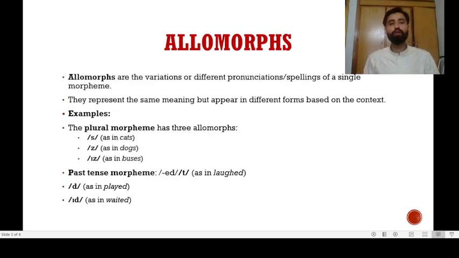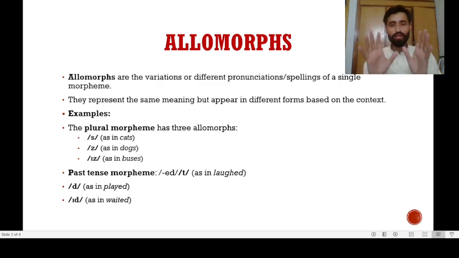Let's talk about allomorphs. Allomorphs are basically the variations, or different pronunciations or spellings, of a single morpheme. So we have a single morpheme, and that single morpheme can have variations. Allomorphs are somehow a subtopic of morphemes, and that is why understanding morphemes is really important in order to know what allomorphs are. They represent the same meaning but appear in different forms based on the context.